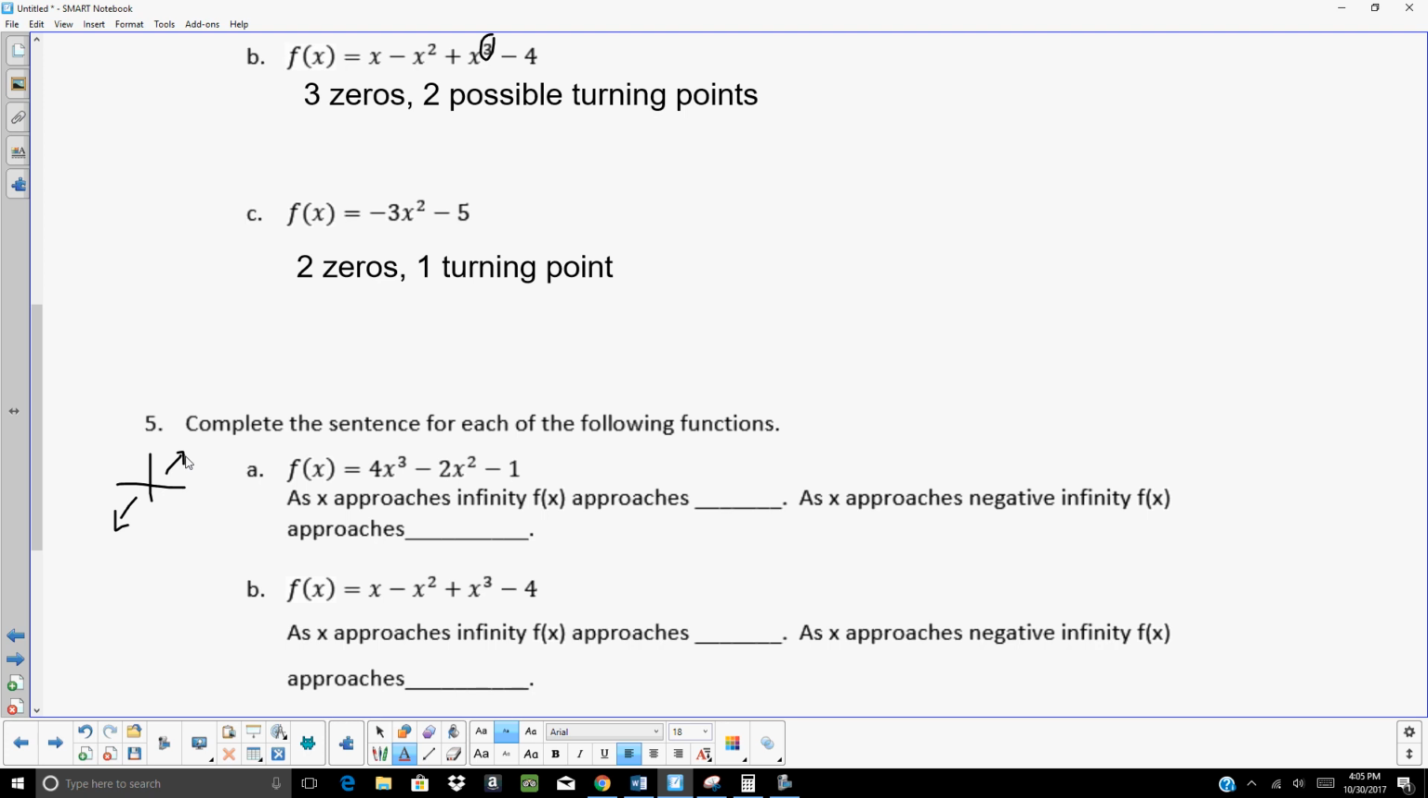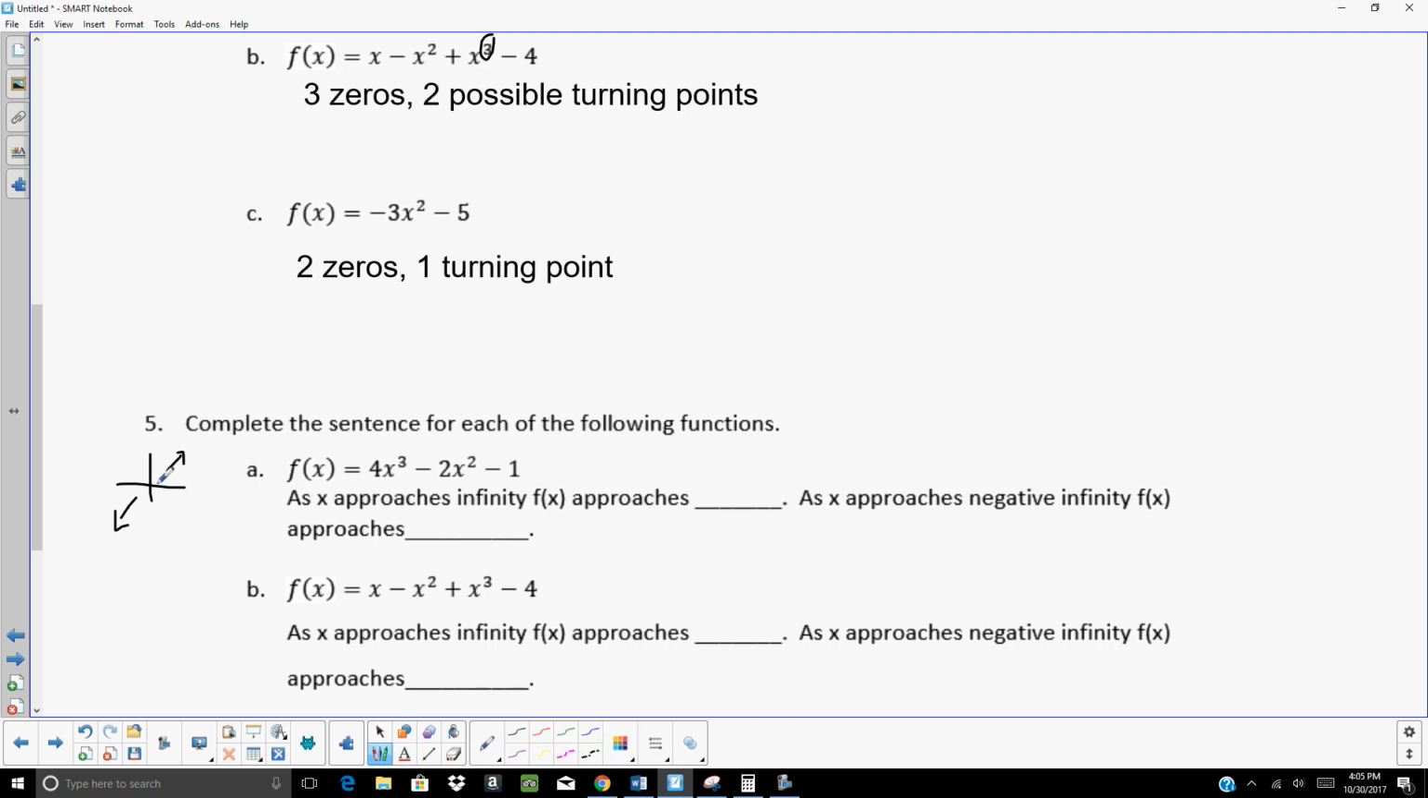All right, on 5, we want to complete the sentence for each of the following. Well, the first thing I notice on this one is 4x cubed minus 2x squared minus 1. It is an odd degree with a positive leading coefficient. That means my end behavior is down, up.